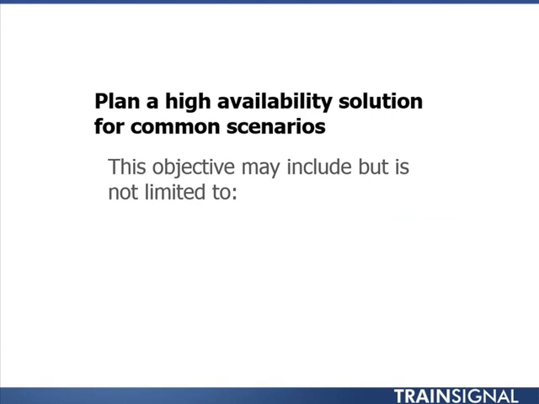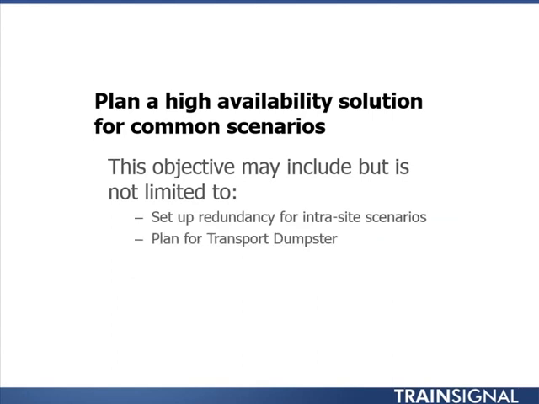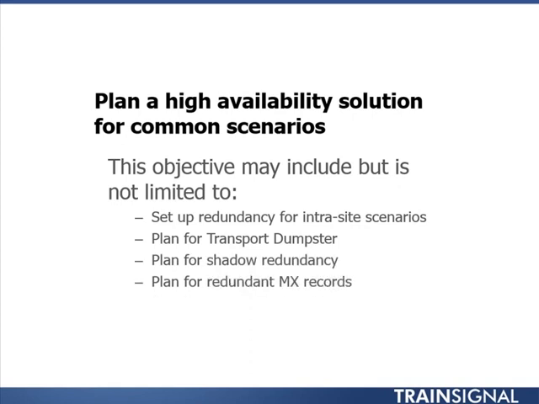Now this objective may include, but is not limited to, set up redundancy for intrasite scenarios, planning for the transport dumpster, planning for shadow redundancy, and planning for redundant MX records. Keep in mind, the transport dumpster is a term that was used with Exchange 2007 and 2010, but with 2013 there have been enhancements made, and this is now called the safety net. Nevertheless, the exam objectives still use the term transport dumpster in the focus list for the various subjects that you need to hone in on, so we list it here as well.